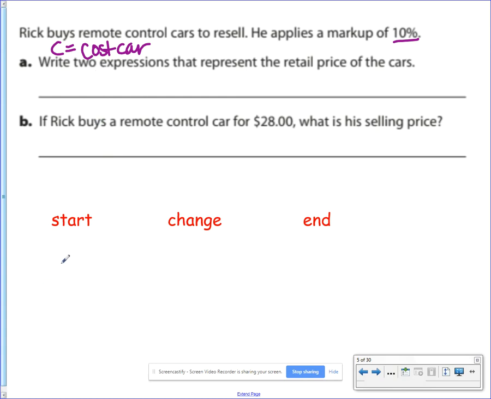Here we go. So I'm going to start with my car right here. I have to add another 10% times whatever the cost of the car is to get my ending price. Now remember, this was plain old C or 100% of C. That gives me my ending amount. Let's go back here and look at, I think doing part B first might be easier. If we start with $28, 100% times 28 is 28.